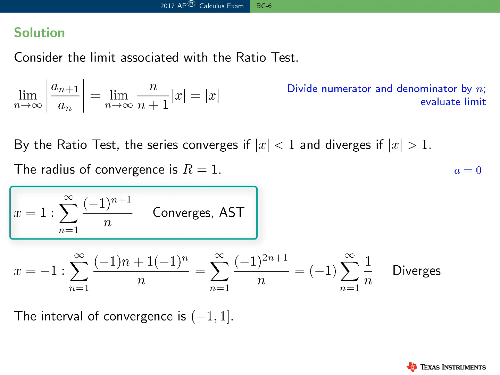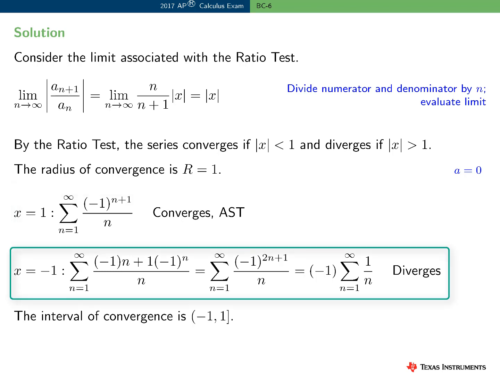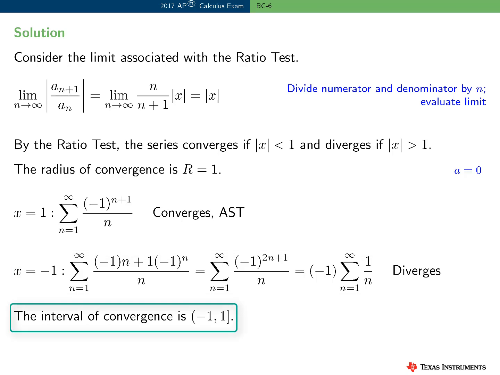To find the interval of convergence, we need to consider the endpoints of this interval, minus 1 to 1. For x equal 1, the series becomes the alternating harmonic series, which converges. And for x equal minus 1, the series becomes a constant times the harmonic series, which diverges. And therefore the interval of convergence is minus 1 open to 1 closed.